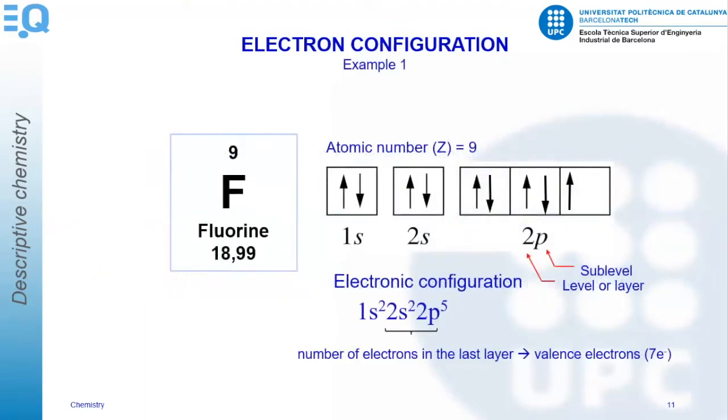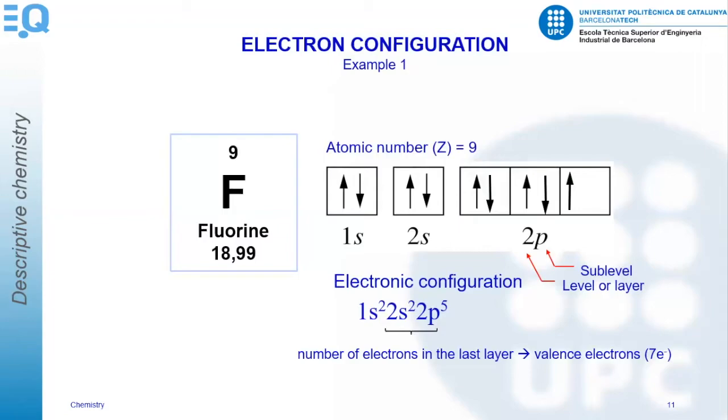Let's have a look at the first example. In this case, we have fluorine. Its atomic number, Z, is 9. We need to know how many sublevels or layers are going to be filled. If we start with the sublevel S, the first one is 1s, so we're going to put 2 electrons in there. The next one should be 2s, so we're going to put 2 electrons there as well. As for the next sublevel, we have P, that is 2p. So we're going to fill 2 electrons, but then we only have 1 left, because the atomic number is 9.